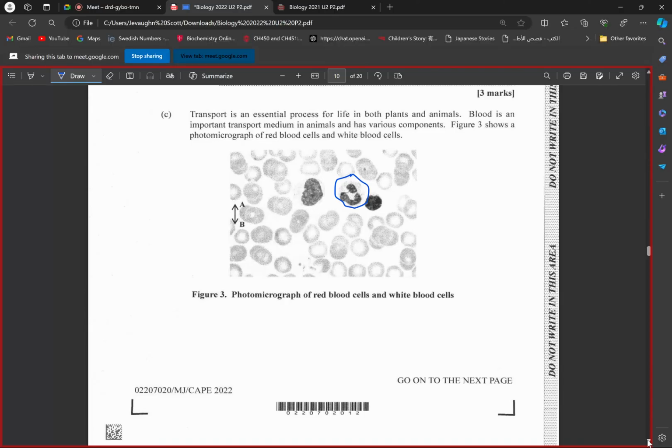This question, I cried after the exam after doing this question. I knew I got it right though because I got an A for module two.